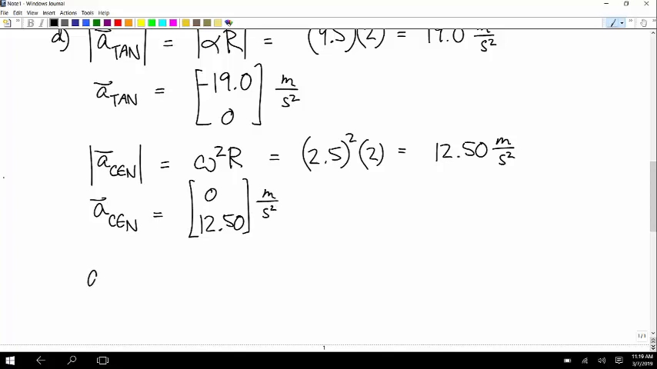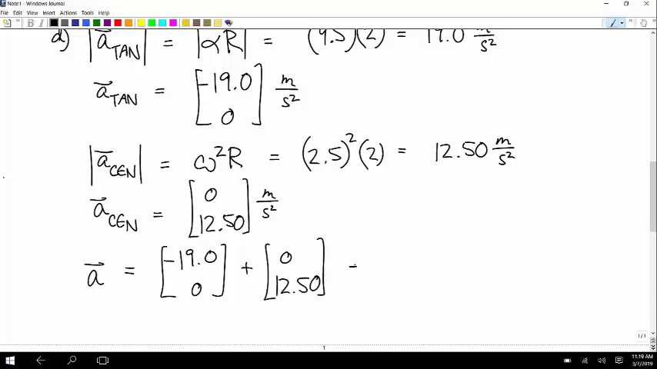And then finally, the total acceleration, which is what it asks for, is the tangential plus the centripetal. So that's negative 19.00 plus 0, 12.5. You get negative 19.0, positive 12.5, adding and taking away significant figures at will, and then meters per second squared.